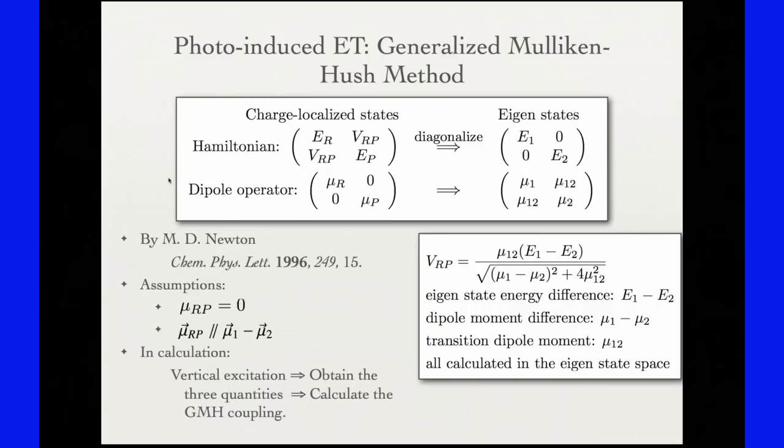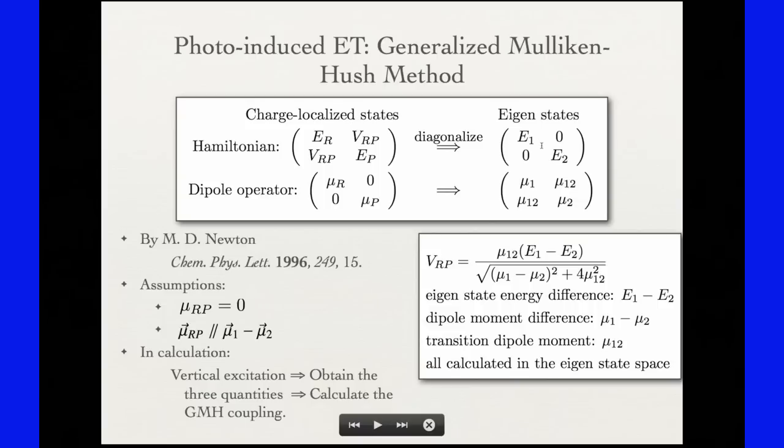What I'm going to tell you about is the generalized Mulliken-Hush method, which was published by Marshall Newton and Bob Cave in 1996. And this is a set of very nice methods. Now, instead of synthesizing the molecule and taking their spectrum, you can just simply do a vertical excitation, obtain their eigenstates, and also have their eigenstate dipole moment matrix. Generally, this matrix is not diagonal.